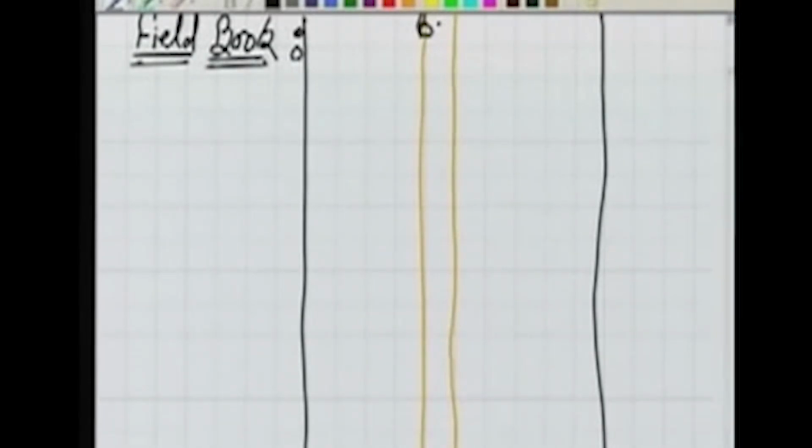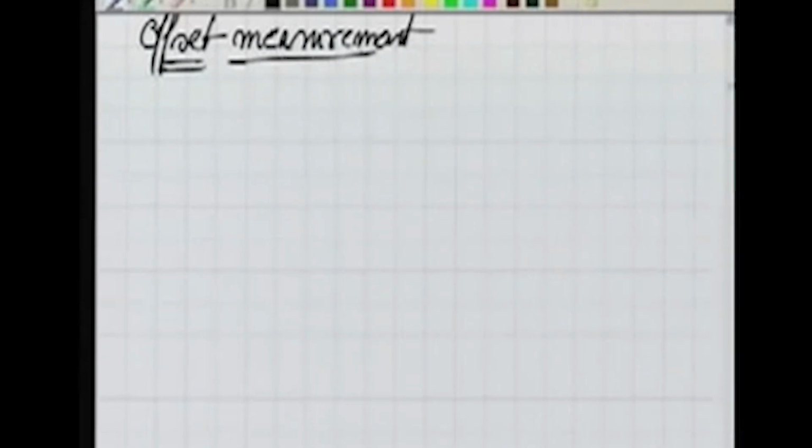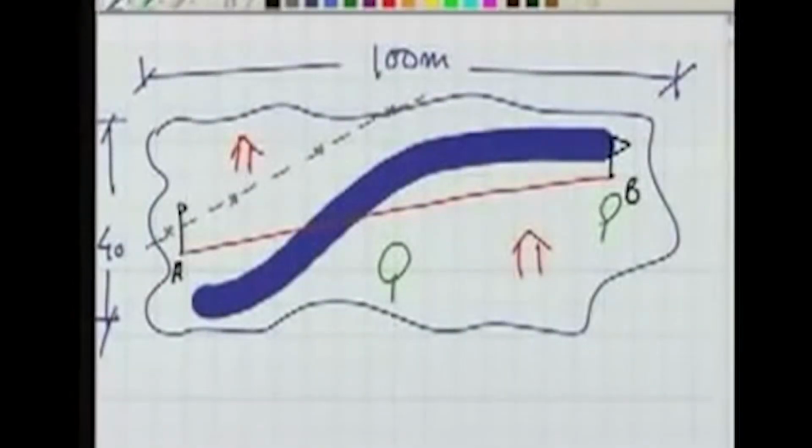Well, going to the offsets. Offset measurement. What it is, how do we do it, and why do we do it? There in the field, if you look at the drawing, once this length is established, I can walk along this line. Everywhere I can walk along this line. Now, how do we take the offset?